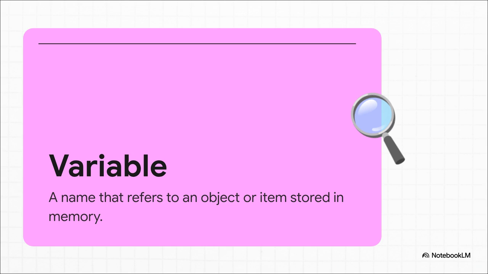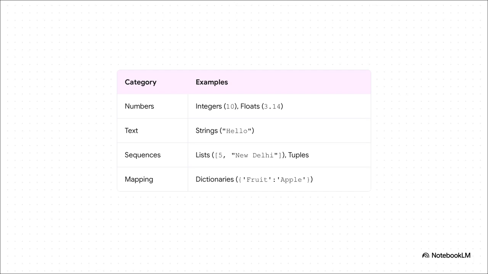Super simple. And just like in a kitchen, not all ingredients are the same. You've got your liquids, your powders, your solids. It's the same in Python. You have different data types. You've got numbers, like whole numbers or decimals. You have text, which we call strings. You even have collections, like lists of items or dictionaries that store information in pairs.